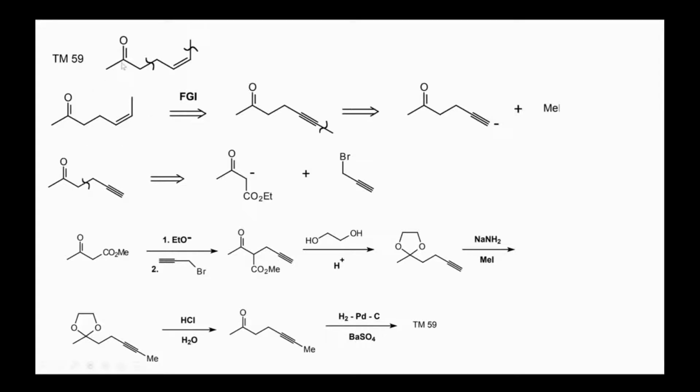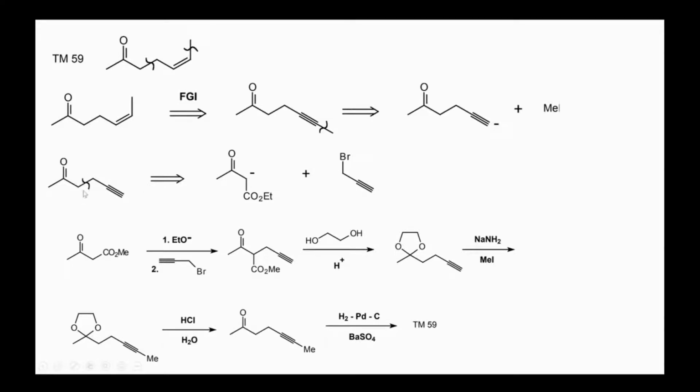Now you have a ketone and an alkene in one compound. What will you do? First you will do FGI to convert alkene into alkyne, and then you can disconnect this methyl group, that is called alkylation of alkynes. Because alkynes are acidic, we can generate a negative charge there. They can attack the electrophilic site, the alkyl halide, to generate this compound. And next again we do alkylation.